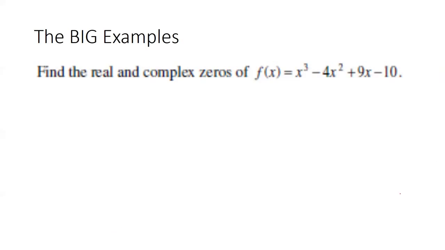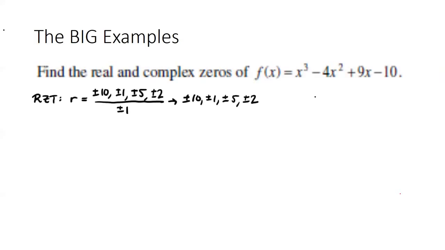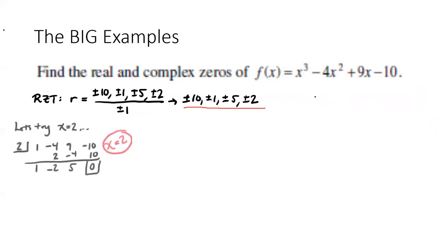All right, here we go. First we're going to use the rational zero test theorem. And we get r is equal to plus or minus 10, plus or minus 1, plus or minus 5, plus or minus 2, over plus or minus 1. So now we end up with this collection of possible zeros. I start iterating through these. I check plus 10 first, then minus 10, then plus 1, then minus 1, and so on. Well, guess what? 2 hits.